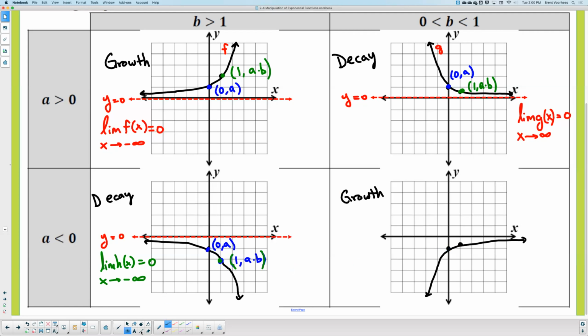By the way, with exponentials, they're either always increasing or always decreasing. They do not change direction. They're doing one or the other. Add those key values again. So we have 0 comma a and 1 comma ab.